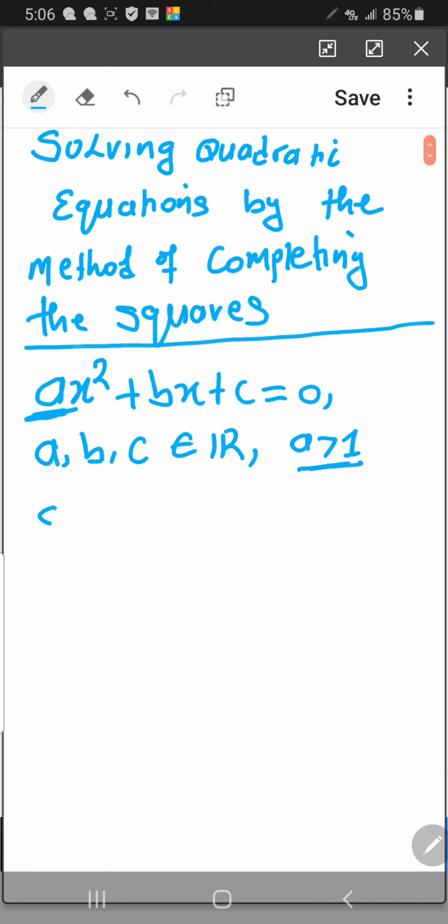2x squared plus 5x minus 3 equal to 0. How do we solve this kind of equation? By the method of completing the squares.